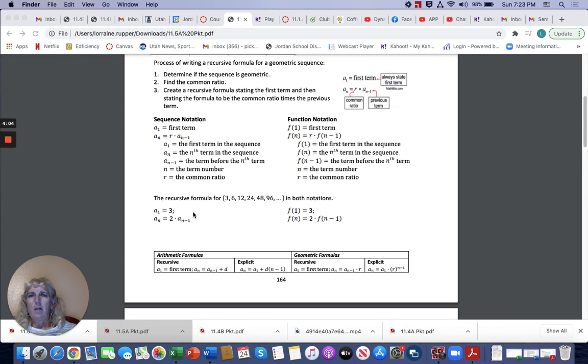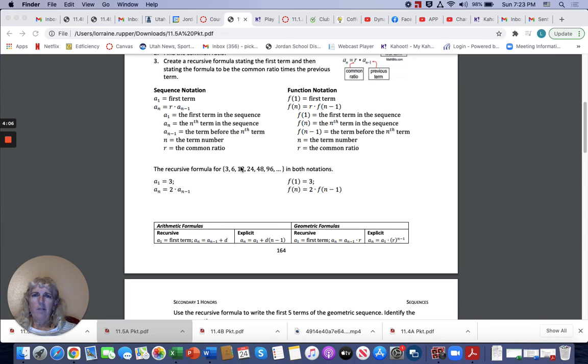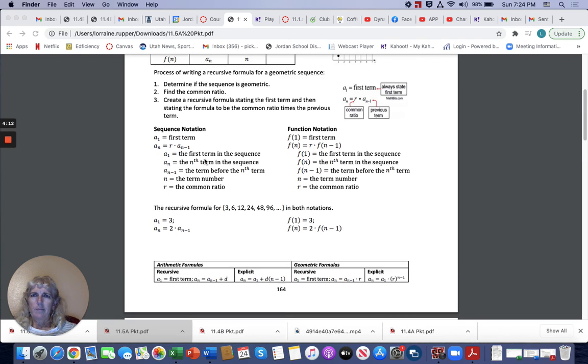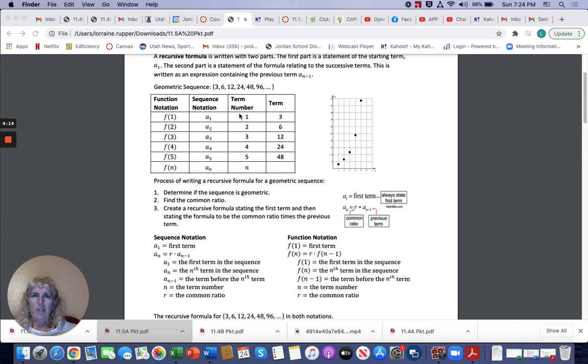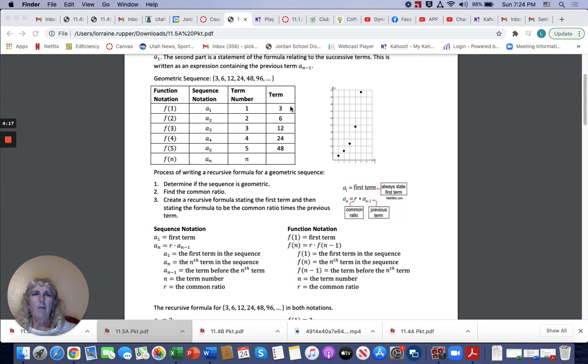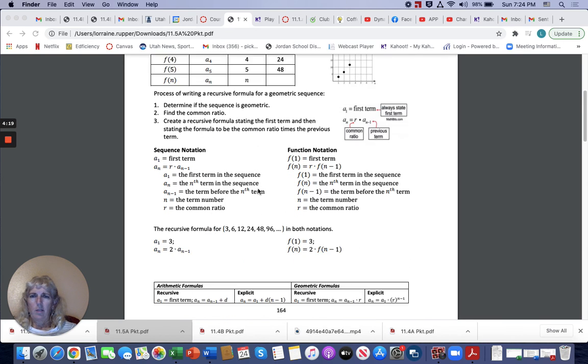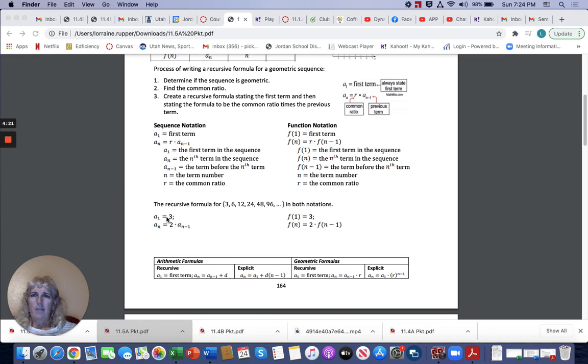So now we're going to write the recursive formula for all of that in both notations. We know that a sub 1 equals 3, as seen up here, and we know our common ratio is times by 2. So we get 3 is our a1. We always write what a1 is. Then we say our recursive formula is a sub n equals 2, because that's what it's multiplied by, and then it's the previous term. So there's your recursive formula.